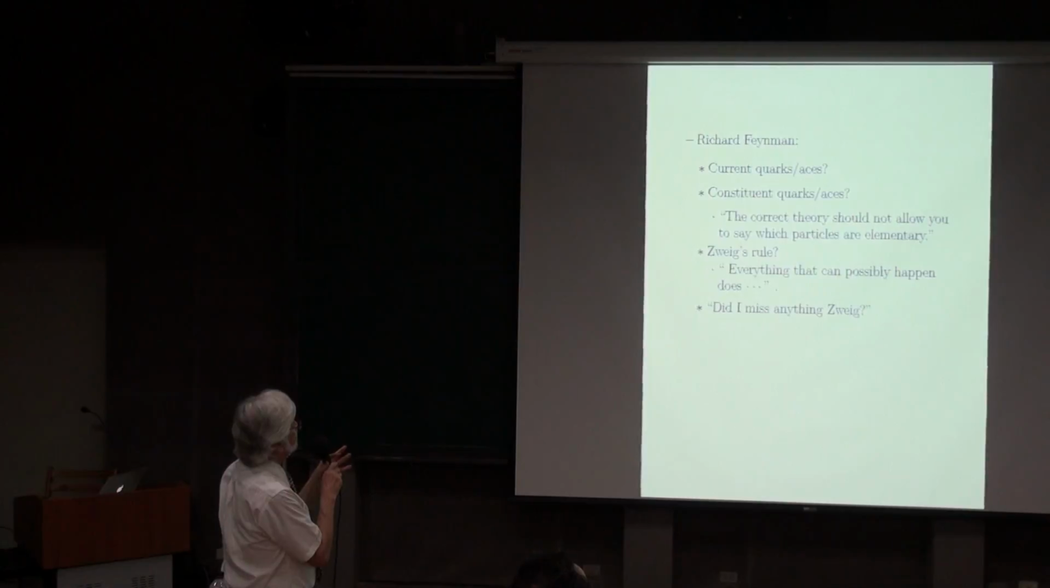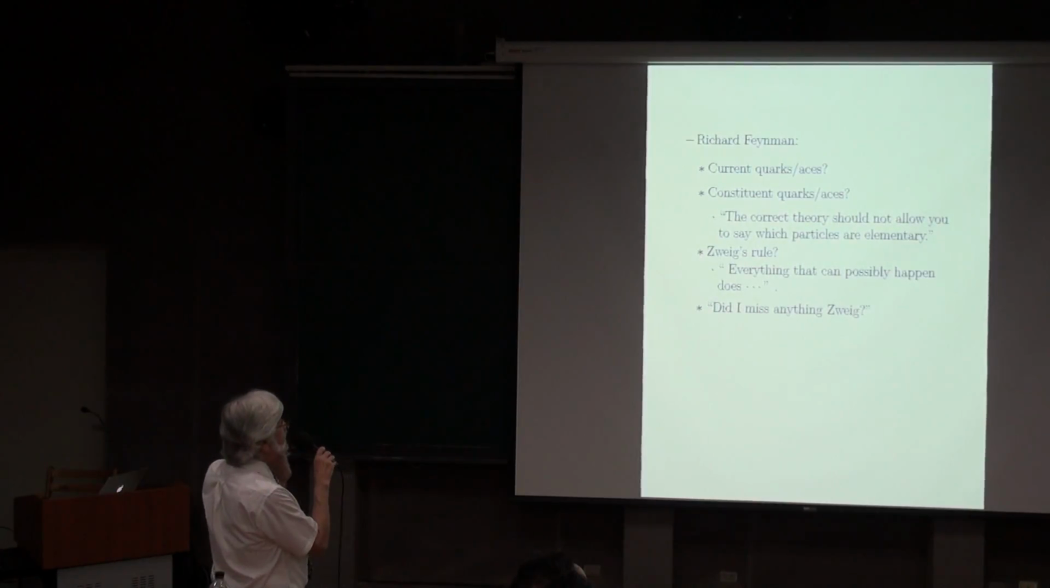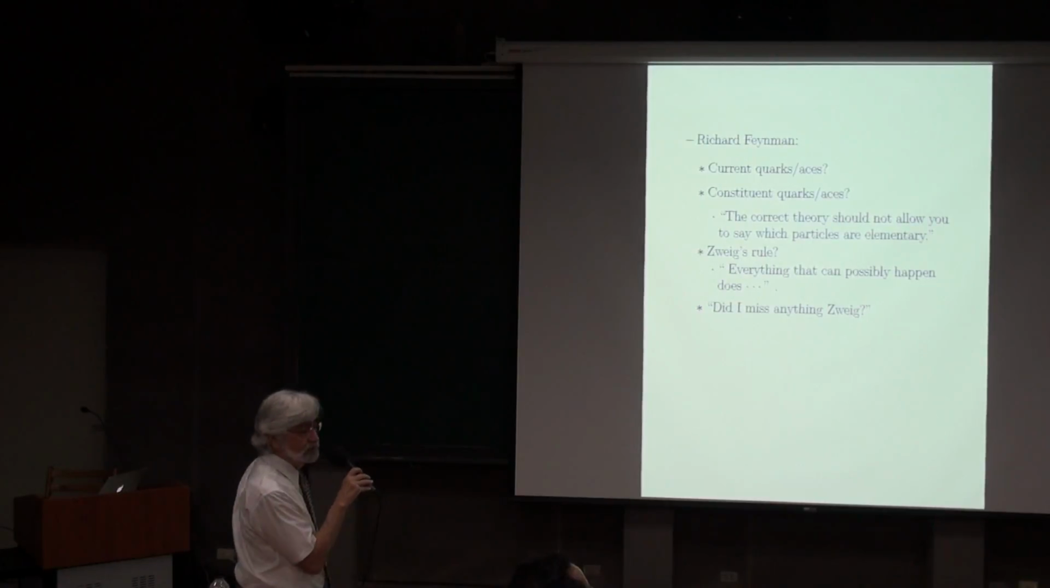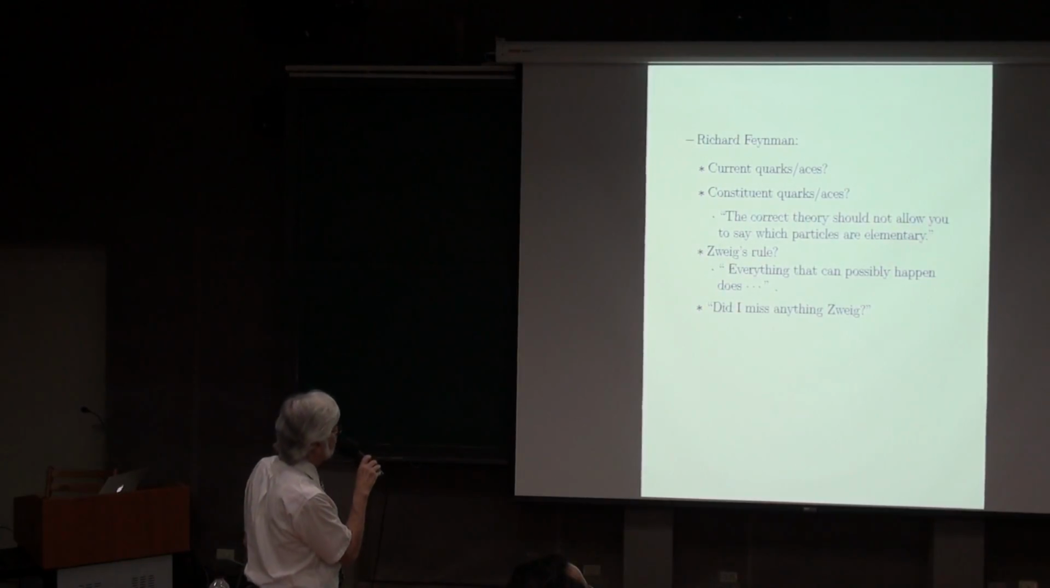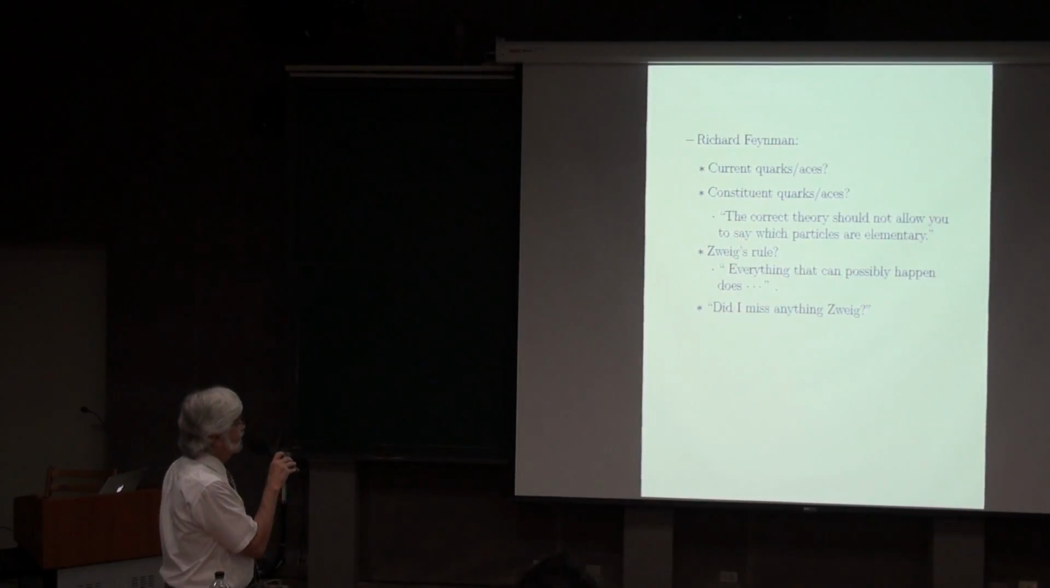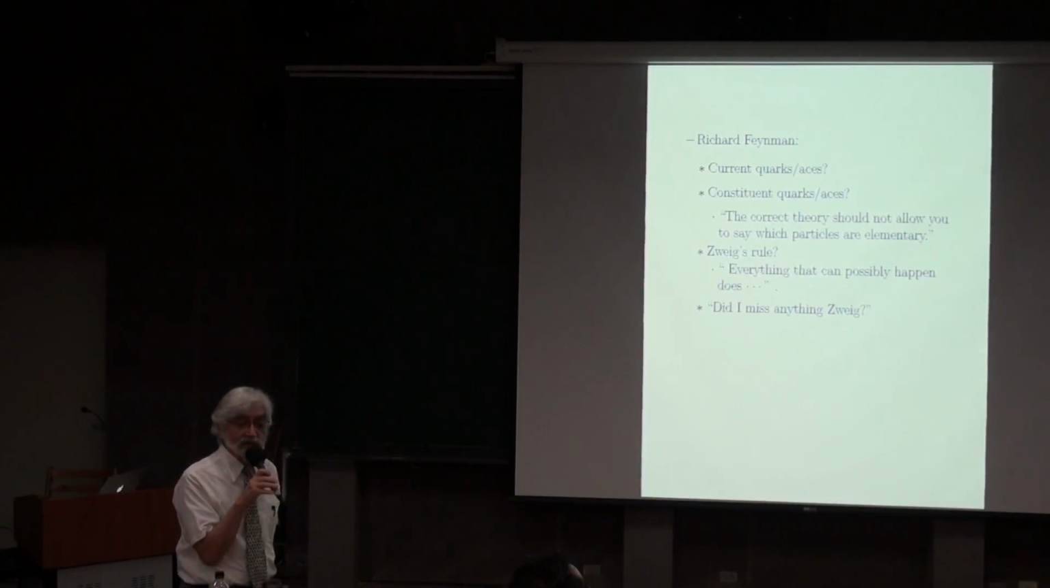Well, what did Feynman think? He had no objections to current quarks or ACEs used in the context of currents. Constituent quarks he didn't really like. He thought that the correct theory should not allow you to say which particles are elementary.